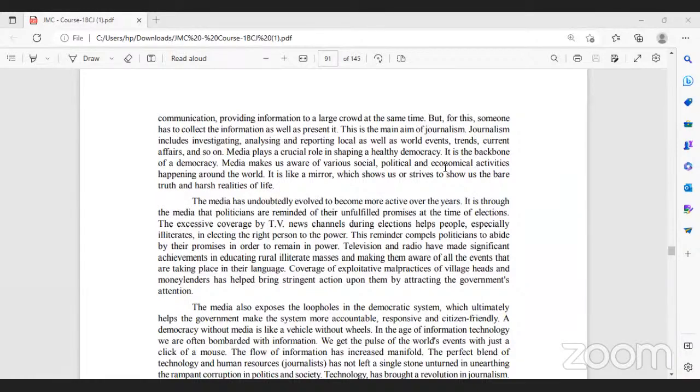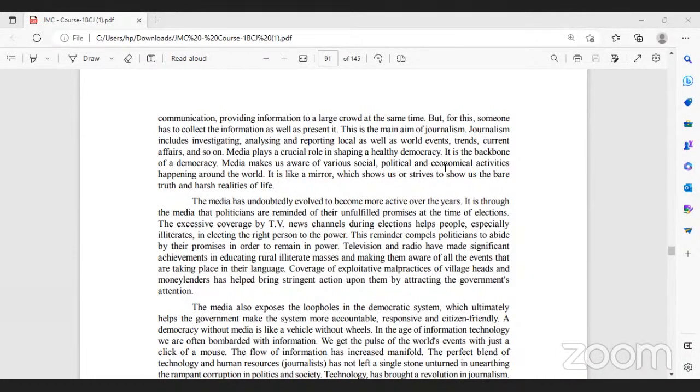However, we see that the media has evolved to become more active over the years. It is through the media that politicians are reminded of their unfulfilled promises at the time of election. This is how we see record keeping, so that you go into the past and talk about this.